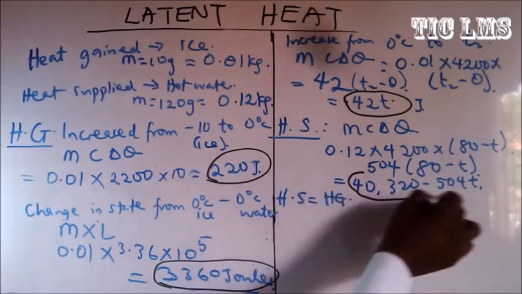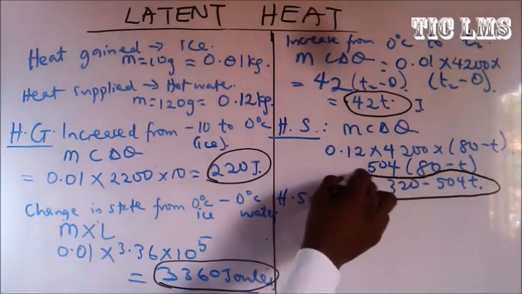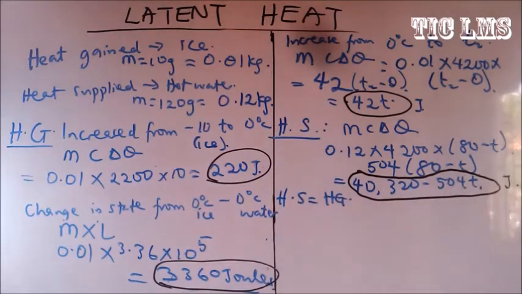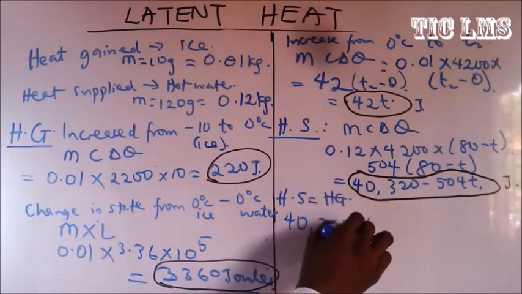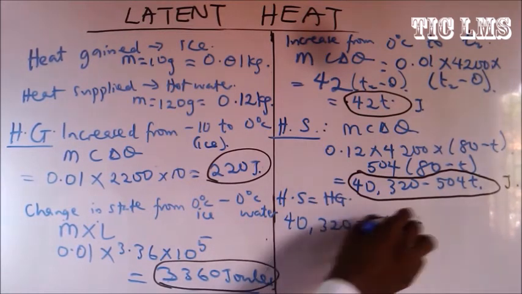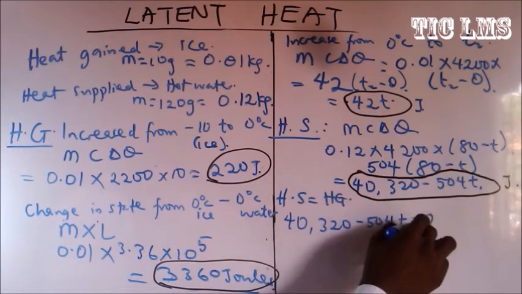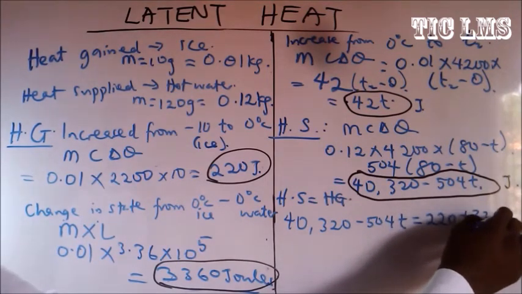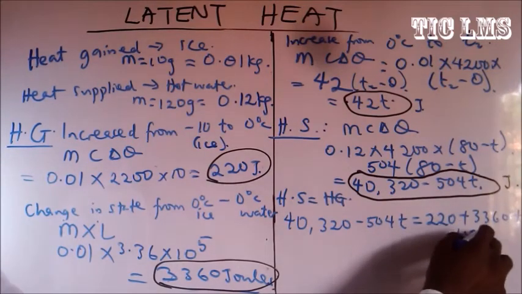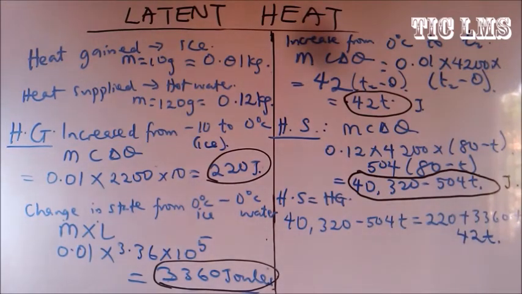So do not let us forget this. This is the heat that was supplied. So we'll have 40,320 minus 540 equal to heat gain, which is 220 plus 3360 plus 42T.